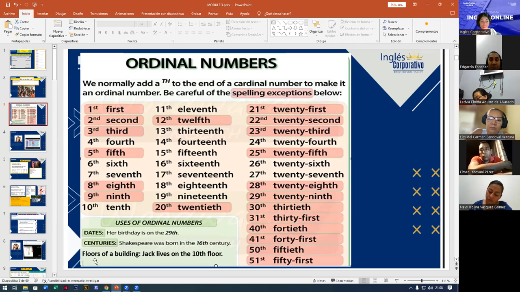Also for floors of a building. For example, do you remember in module 2 that you were talking about houses and apartments, that some of the houses and apartments have different levels? So the first level, second level, third level, fourth level.